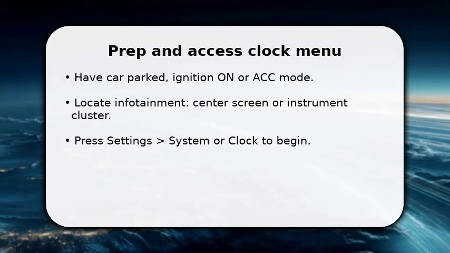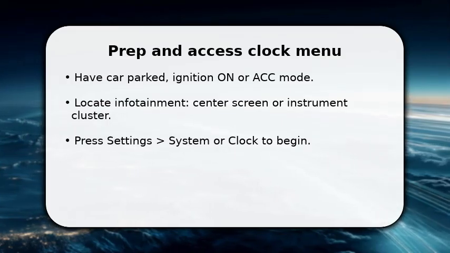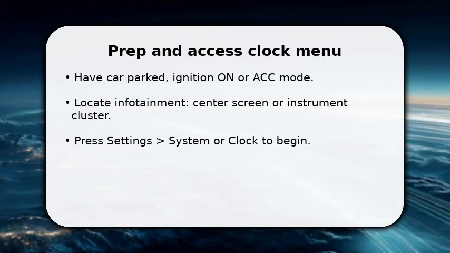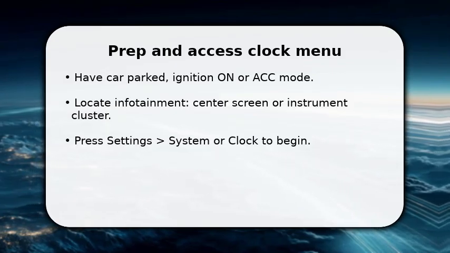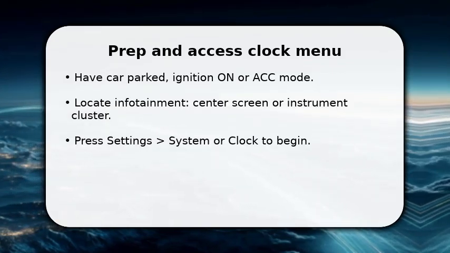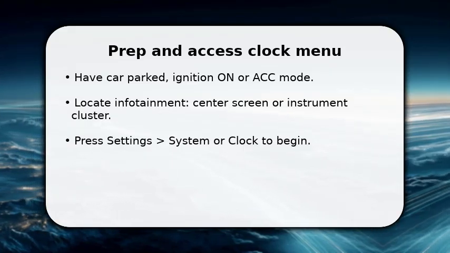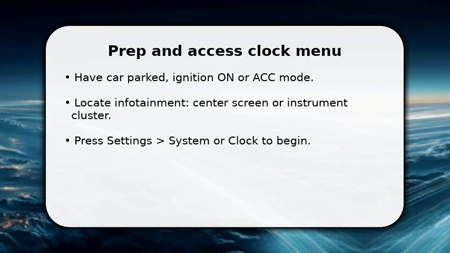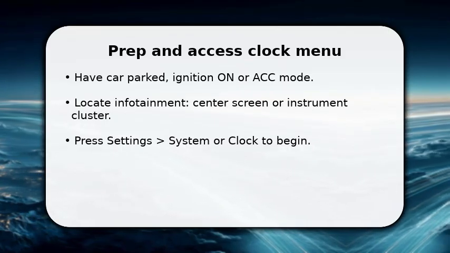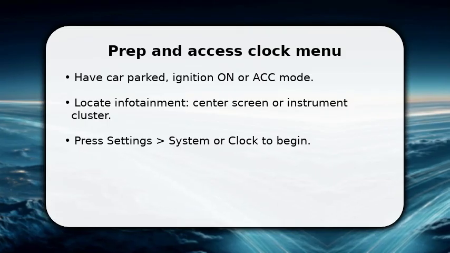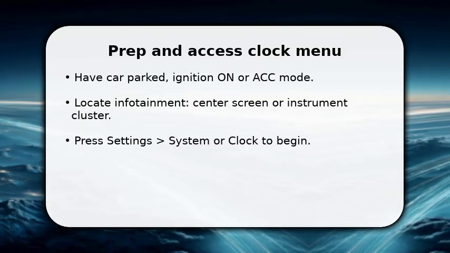You'll start with the car parked and ignition set to on or ACC so the electronics stay active. Once done, reach the center infotainment screen or the digital instrument cluster, depending on your Swift model, to access settings. You press the physical menu or touch settings, then choose system or clock immediately. This gives you direct control of date and time options.